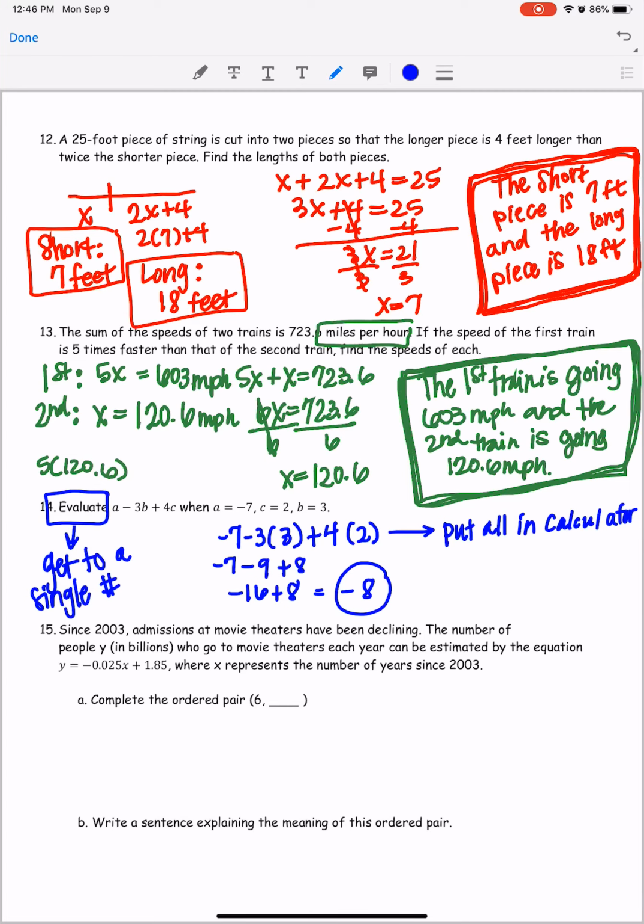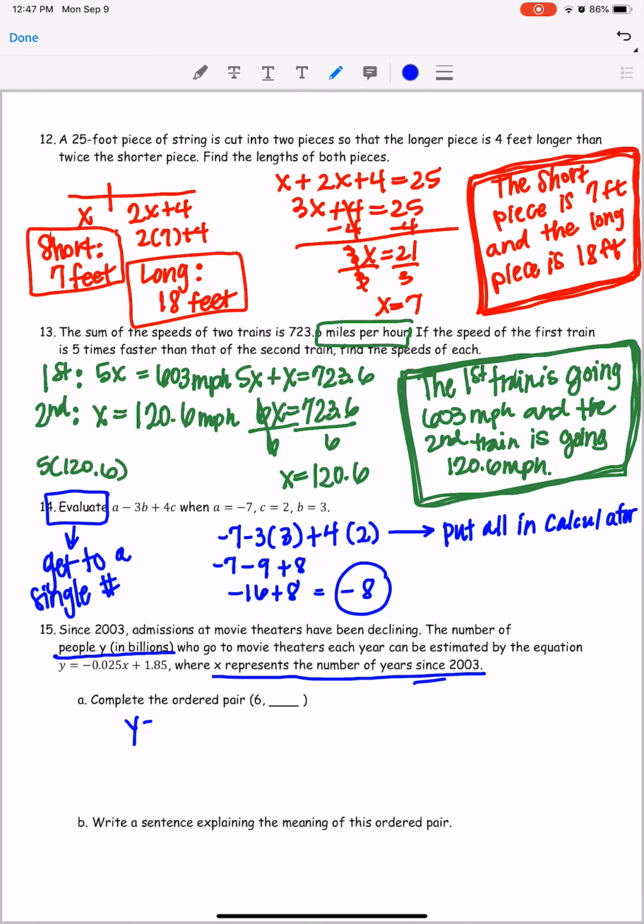15. Since 2003, attendance at the movie theaters has been declining. The number of people, Y in billions, who go to the movie theaters each year can be estimated by the equation right here, where X represents the number of years since 2003. Complete the ordered pair. So we've got Y equals -0.025. This is my X.